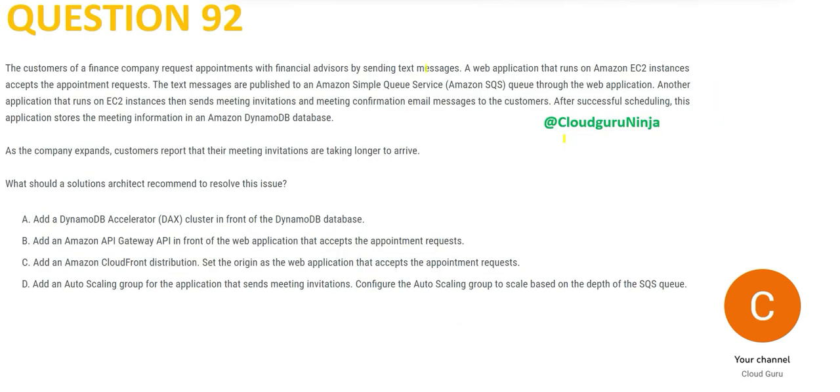So now let's scan through this first question. There is a company, a finance company. They request appointments with financial advisors by sending text messages. A web application that runs on EC2 instances accepts the appointment request. So that means basically they are using this application for what? They're using this for booking appointments. And under the hood, what is this application comprised of? It makes use of EC2 instances.